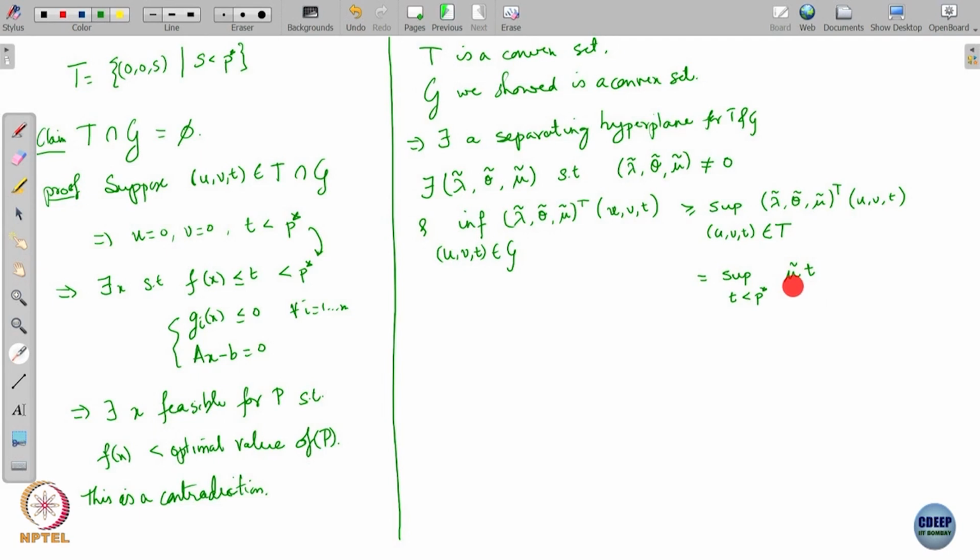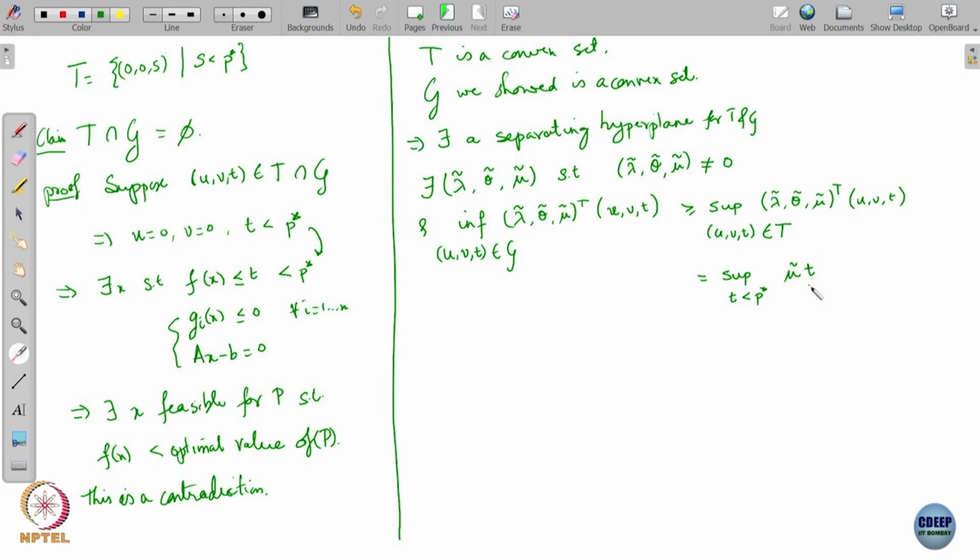See, if the sign of mu tilde were positive, you would evaluate this quantity, you would maximize it by putting t equal to p star, the supremum would be at t equal to p star. If mu tilde is negative, then the problem becomes very different. So, let us just hold our horses here before we go ahead and analyze this.